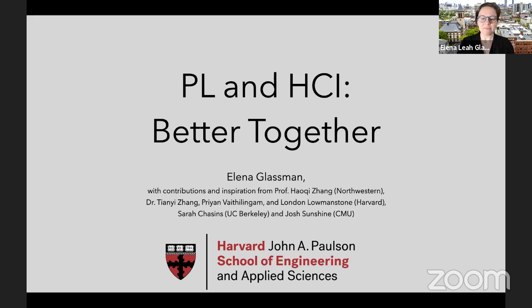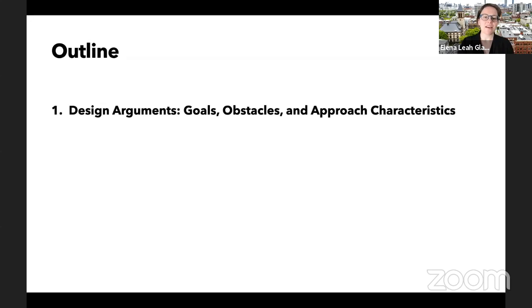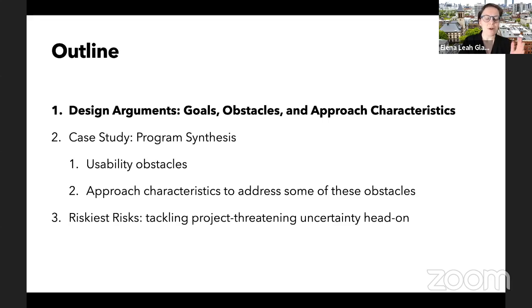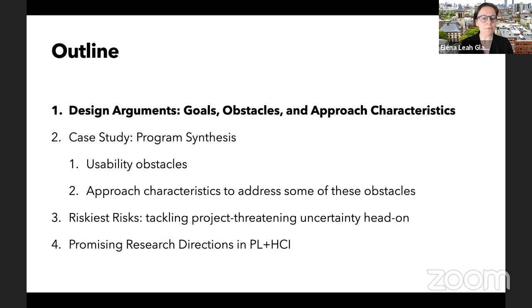Okay. So, yes, design arguments, goals, obstacles, and approaches is where we're going to start. Then the case study is program synthesis. Talk about specifically usability issues with program synthesis by example, and then some specific characteristics for how we address that. We'll also mention riskiest risks, which is kind of risk-limiting actions to reduce our uncertainty about whether, if we spend 6 months developing a system, it truly will be usable. And then we'll get back to the promising research directions.